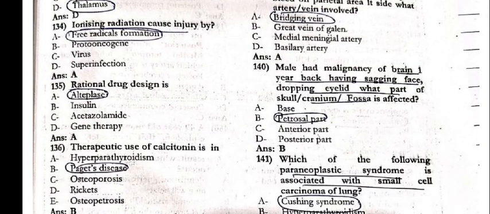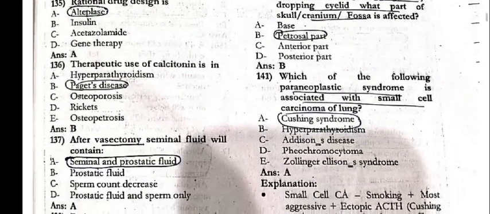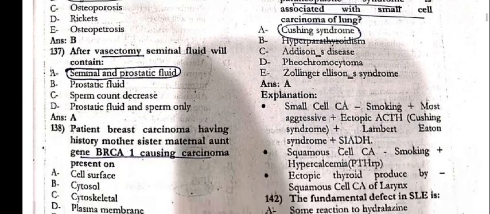The male had a malignancy of the brain 1 year back, having a sagging face, drooping eyelid. Which part of the skull cranial fossa is affected? There is a petrosal part. Which of the following paraneoplastic syndromes is associated with small cell carcinoma? There is the Cushing syndrome.